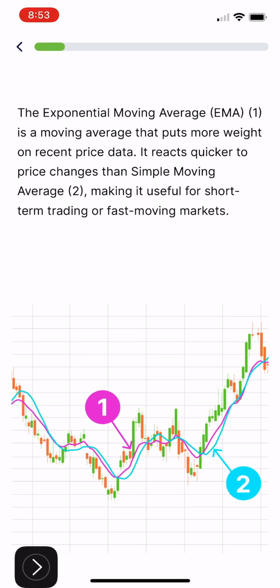The exponential moving average, EMA, is a moving average that puts more weight on recent price data. It reacts quicker to price changes than a simple moving average, making it useful for short-term trading or fast-moving markets.